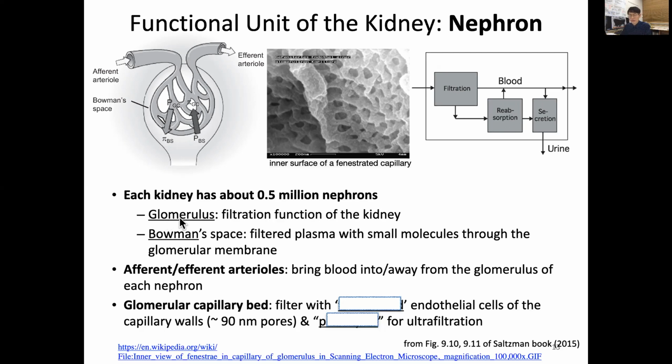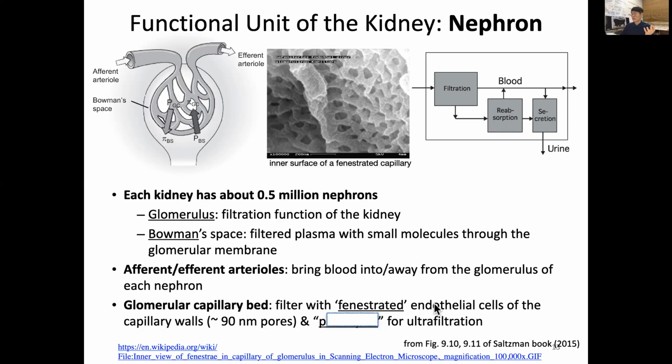So the glomerulus is the part where the filtration function is happening in the kidney. And the Bowman's space contains filtered plasma, which contains small molecules because it has been filtered through the glomerular membrane. And the afferent and efferent arterioles bring blood into and away from the glomerulus of each nephron.